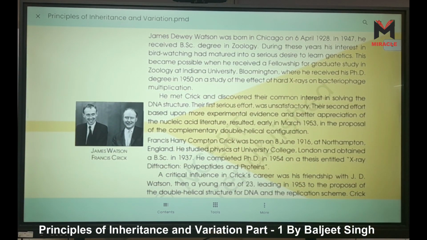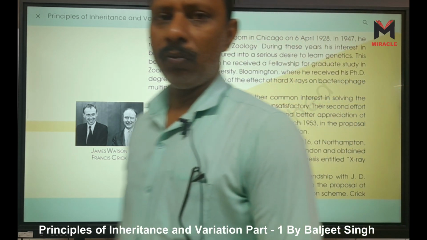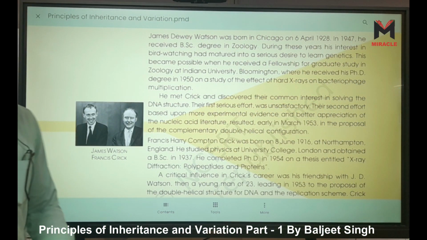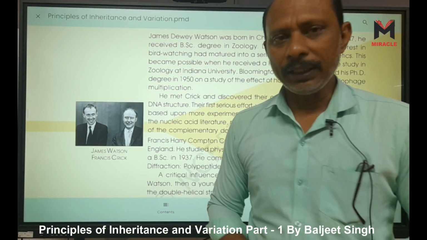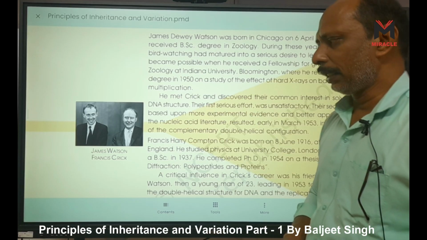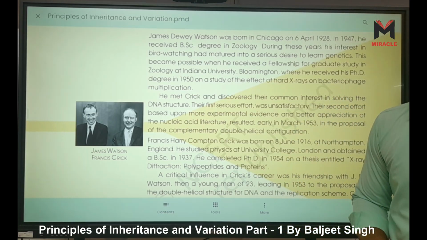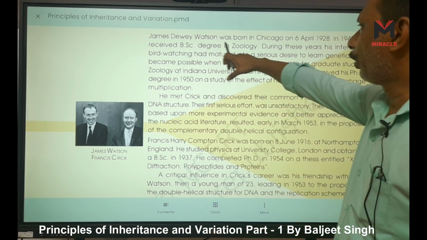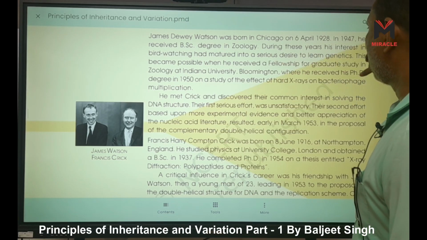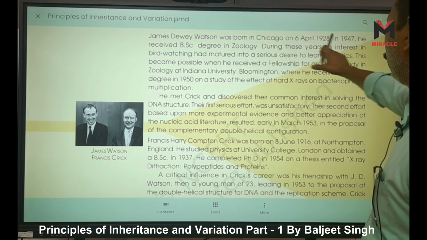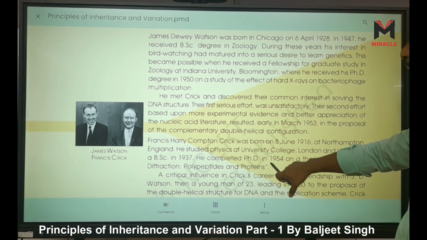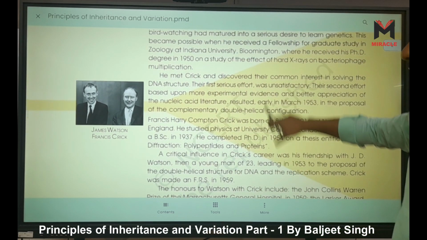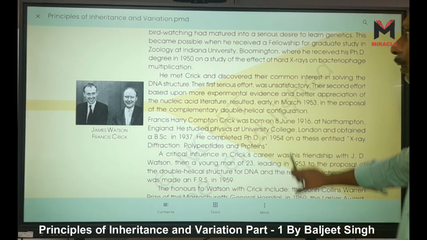Now two scientists are given here, Watson and Crick, who first gave us the idea about the structure of DNA, B-DNA, right? So here we have the Watson and Crick model of DNA. James Dewey Watson was born in Chicago on 6th April 1928. In 1947, he received a BSc degree. It is not very important for us, right? You read this one.